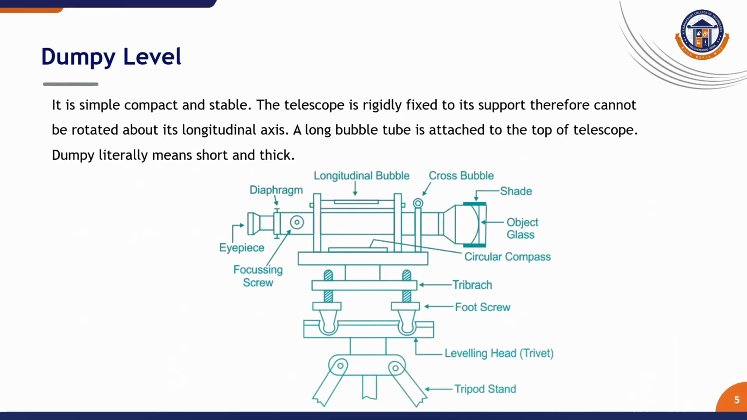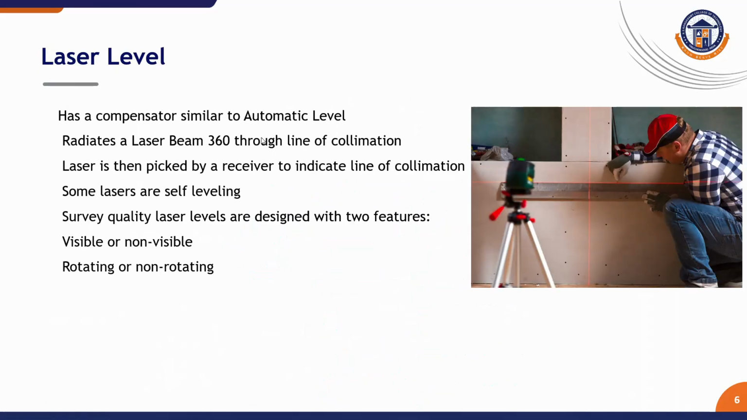One of the most traditional and reliable instruments is the dumpy level. The name dumpy means short or thick, which describes its compact and stable design. Its key feature is that the telescope is rigidly fixed to its supports and cannot be rotated about its longitudinal axis. A long bubble tube is attached on top of the telescope, which is used for precise leveling of the instrument. Next one is the laser level.